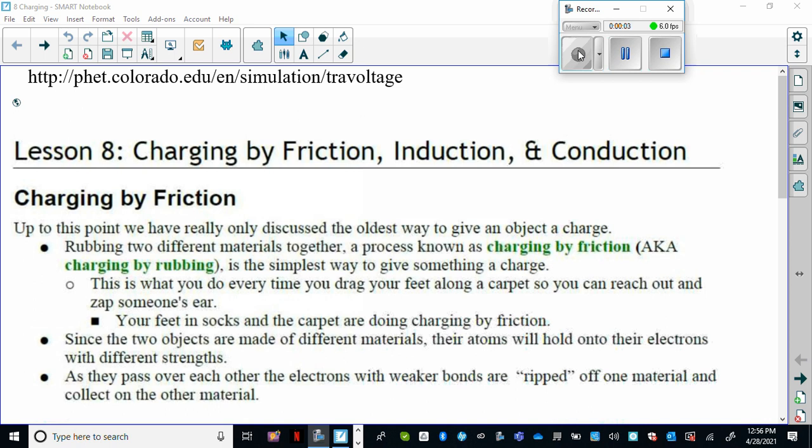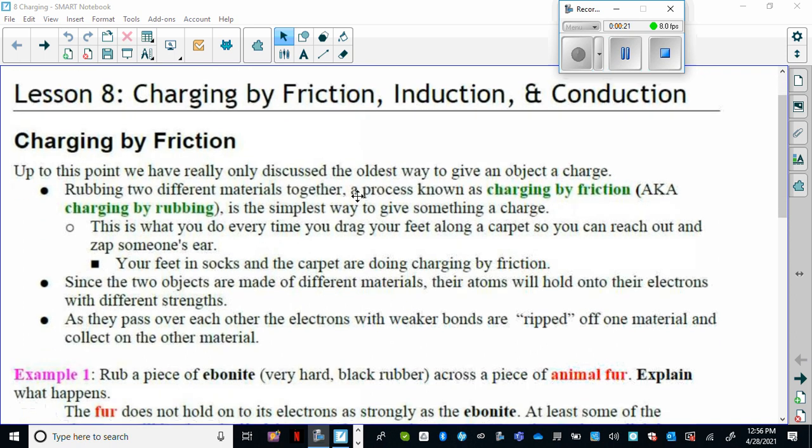Lesson 8 is the biggie of the first part of electrostatics: charging by friction, induction, and conduction. And hopefully you've been able to watch the demonstration I made, which goes over much of this, because it's difficult for me to demonstrate this on the smartboard. So first, charging by friction.